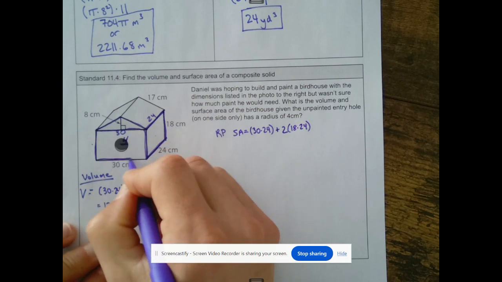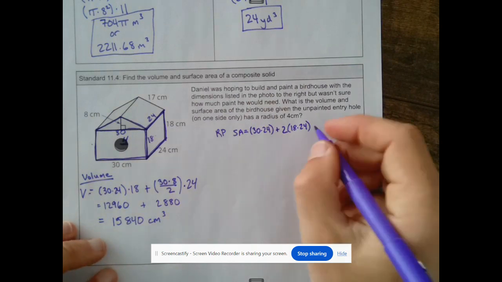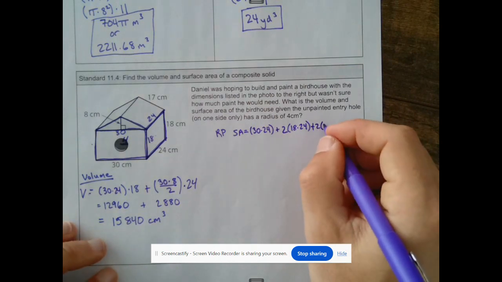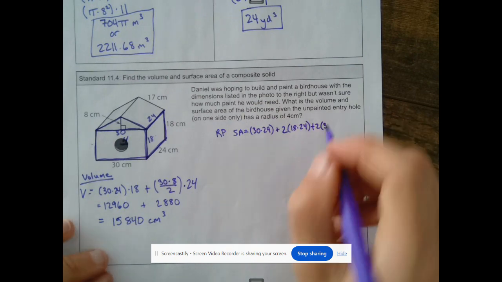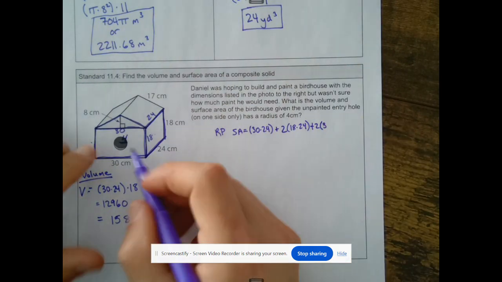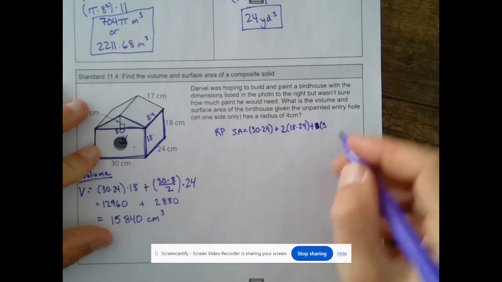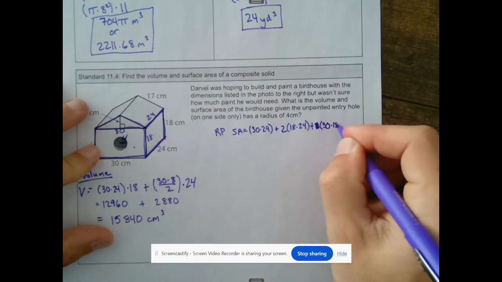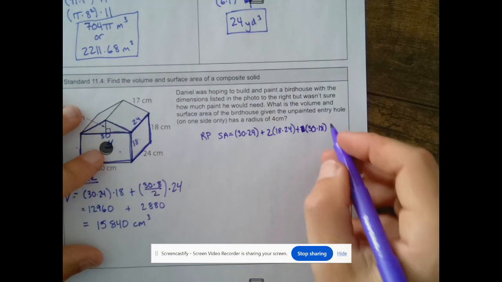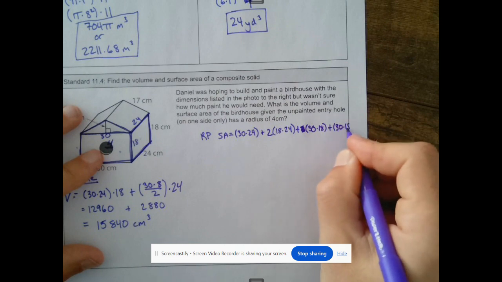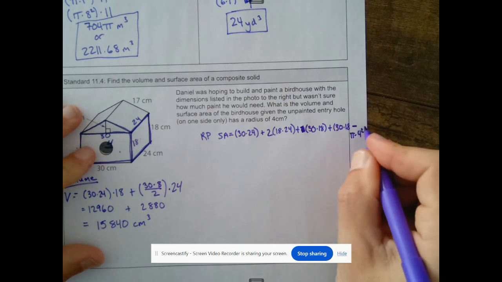And then there's 2 of this face in front. Now this face, I see it's 30. The height here must be 18, the same as there. But what's interesting here, so 30 times 18. Why am I making a mistake? What am I doing? This front face is not the same as the back face, so I can't actually do this. They're different. The back face is 30 times 18, but the front face has this entry hole in it. So I need to account for that. So it's going to be the area of that rectangle minus the area of that circle, pi times 4 squared.